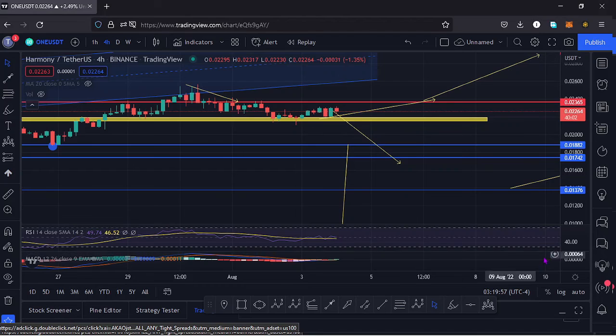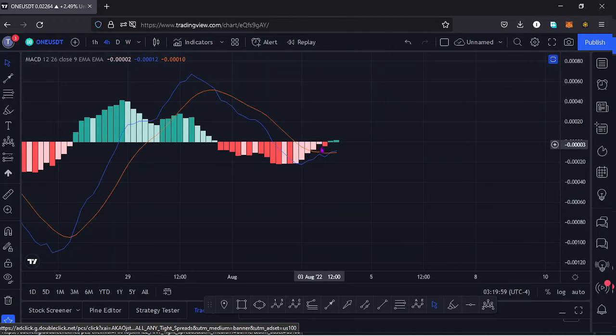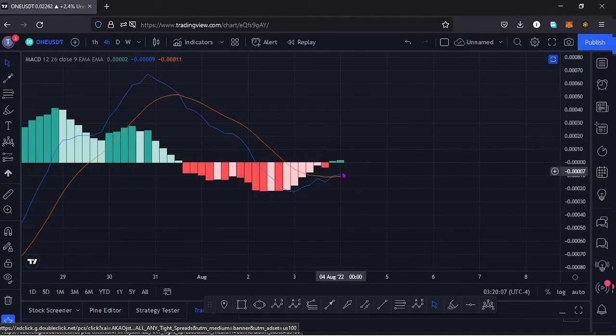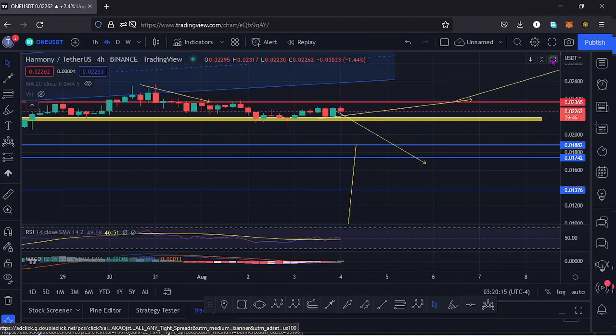If we also take a look at the MACD, here on the MACD we have printed a bullish cross, and that would mean higher prices could be coming our way, and we might invalidate our head and shoulders pattern and also respect the channel that I have on the daily chart. So let's be patient and see how that plays out, and I'll keep you updated.